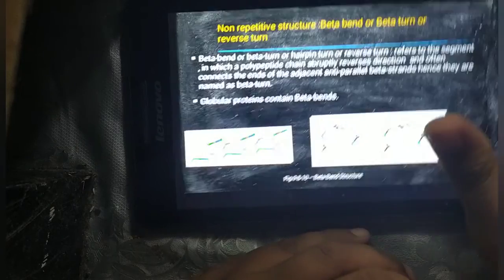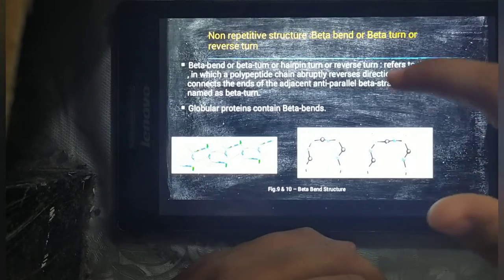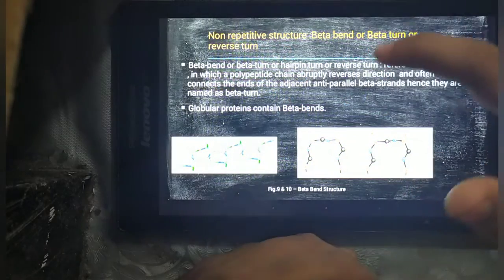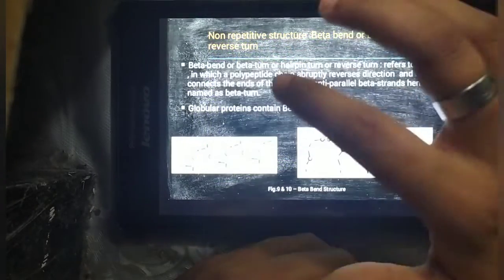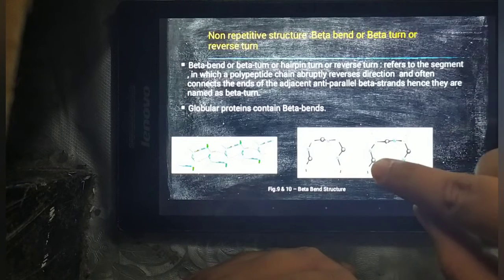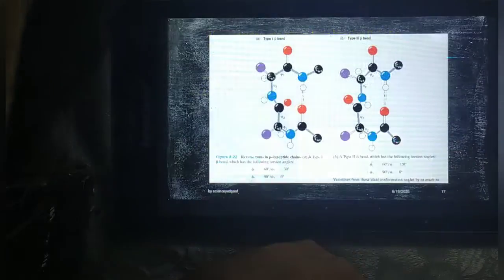And now, coming to the last part of this video, the third structure we are going to study is referred to as the beta bend, beta turn, or reverse turn. The beta bend, beta turn, or hairpin or reverse turn refers to a segment of the polypeptide which will abruptly reverse its direction, and it often connects adjacent antiparallel beta strands, and hence it is also called the beta turn. I hope you can see this diagram.